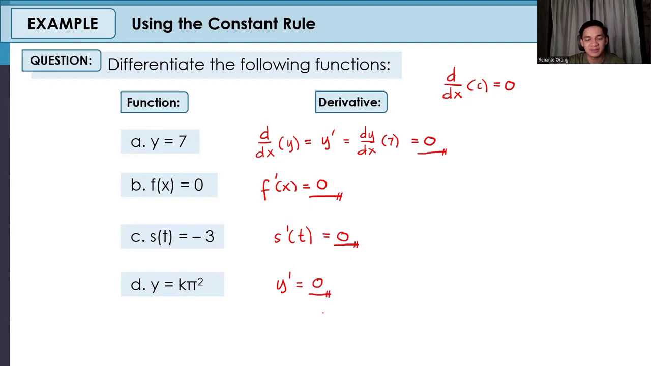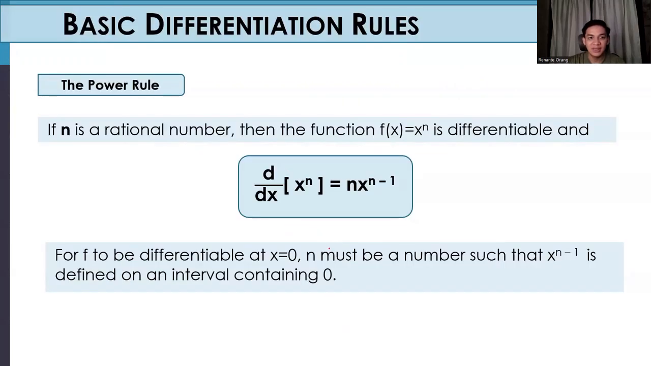Final answer. Last, letter E, we have the function of x is equivalent to the square root of 5. So take note, square root of 5 is also a constant. Therefore, f prime of x, ibig sabihin, the derivative of our f of x is equivalent to 0. Final answer. Next rule class is called as the power rule.